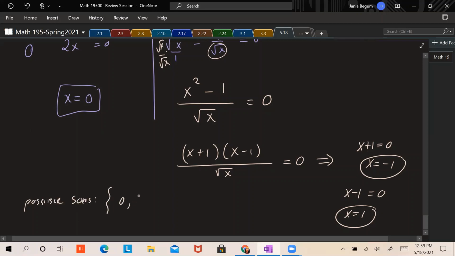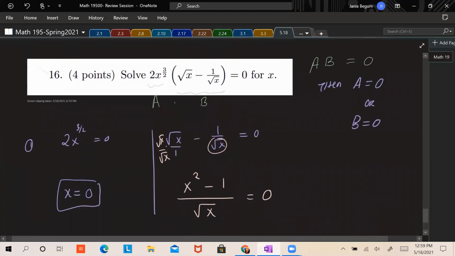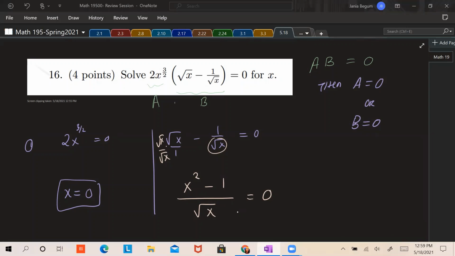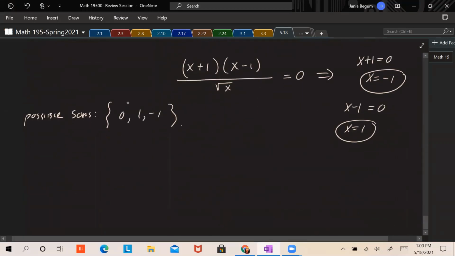We have 0, 1, and -1. I'm calling them possible because I have to check: does any of these give me 0 in the denominator, or does it give me a negative inside the radical? Because then we run into trouble. So go back to the equation. Can 0 be a solution to this equation? Andrew says no. Good. So 0 cannot be a solution, so I'm going to reject that one. This is not possible.